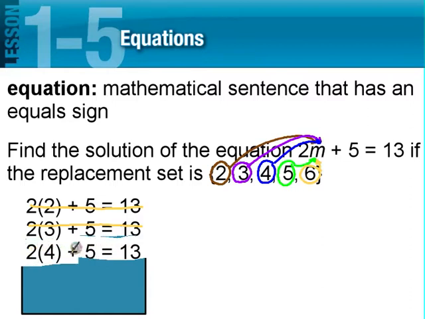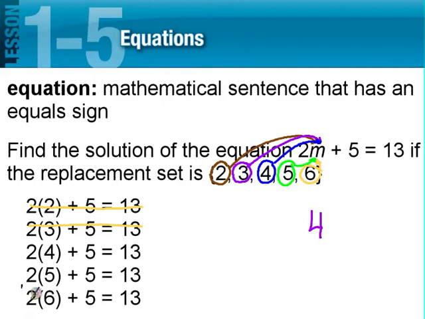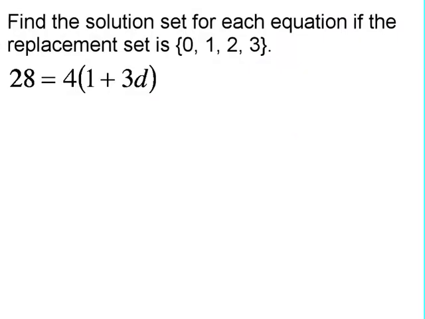Does 2 times 4 plus 5 equal 13? Yeah, so 4 is the solution. Winner, winner, chicken dinner. Okay, let's just check the last two just to see. Does 2 times 5 plus 5 equal 13? Nope. And what about 2 times 6 plus 5? Does that equal 13? No, so our solution is 4. Not too bad, right? Looks a lot worse in words than it actually is as a problem. Let's look at another one.